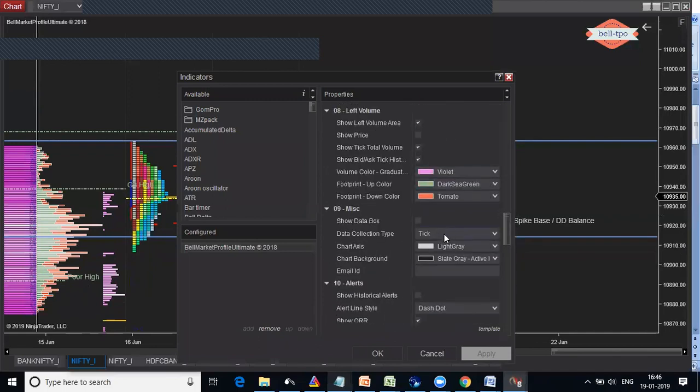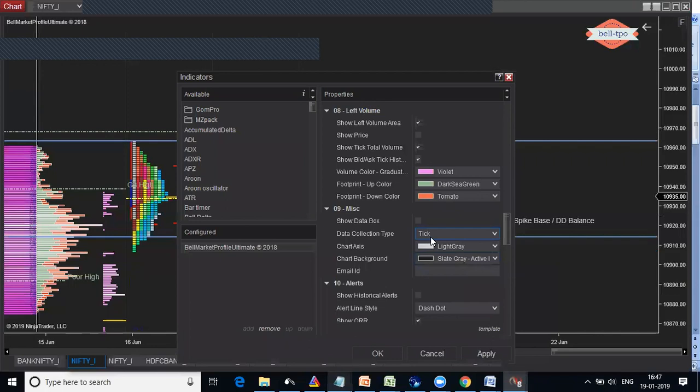Here, the data collection type. By default it will be in minutes. You should make it tick, so that it will be able to bifurcate the bid and ask data points, and then it will be able to show you that order flow information only for that particular day.